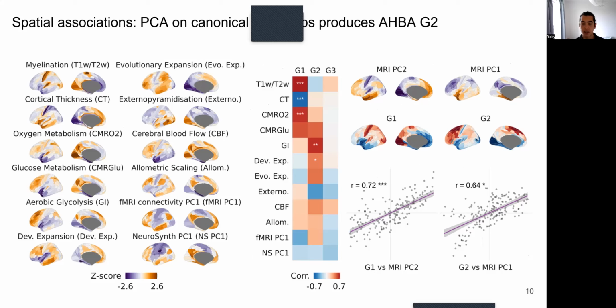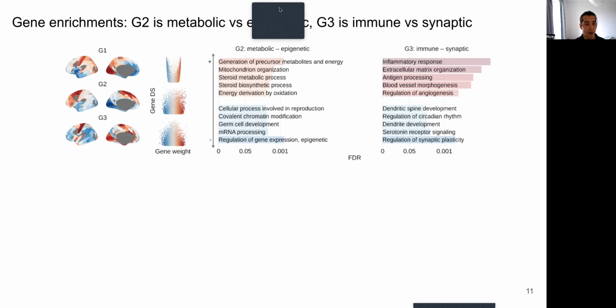But what are these G1 and G2 and G3? What do they actually mean biologically? We can calculate gene weights from each of these maps by taking 50% of genes and looking at how correlated the patterns of those genes are with the map. Then when we use gene ontology enrichment on that set of gene weights, we find that G2 is a gradient strongly enriched at the positive end for metabolism, metabolites and energy, metabolic process, and at the other end for epigenetics, whereas G3 is enriched at the positive end for inflammatory response, as well as blood vessel development, immune processes, and synaptic processes at the other end.